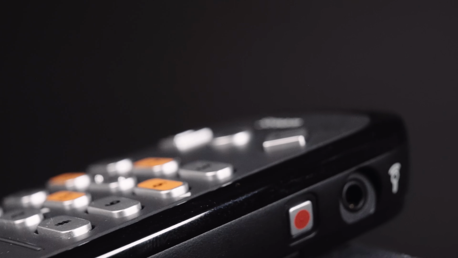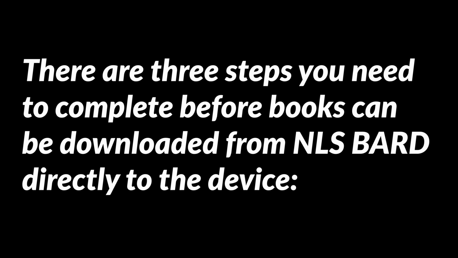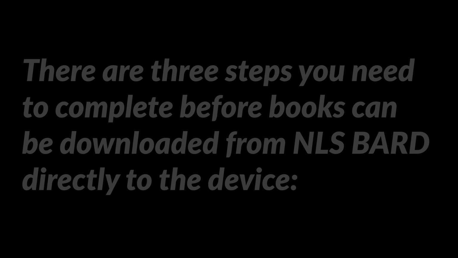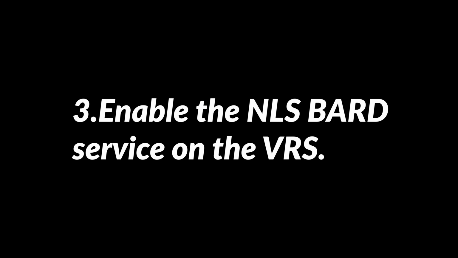Downloading books to the online bookcase. There are 3 steps you need to complete before books can be downloaded from NLS BARD directly to the device. 1. Connect the VRS to a wireless source such as a Wi-Fi hotspot or other Wi-Fi network. 2. Register the VRS. 3. Enable the NLS BARD service on the VRS.